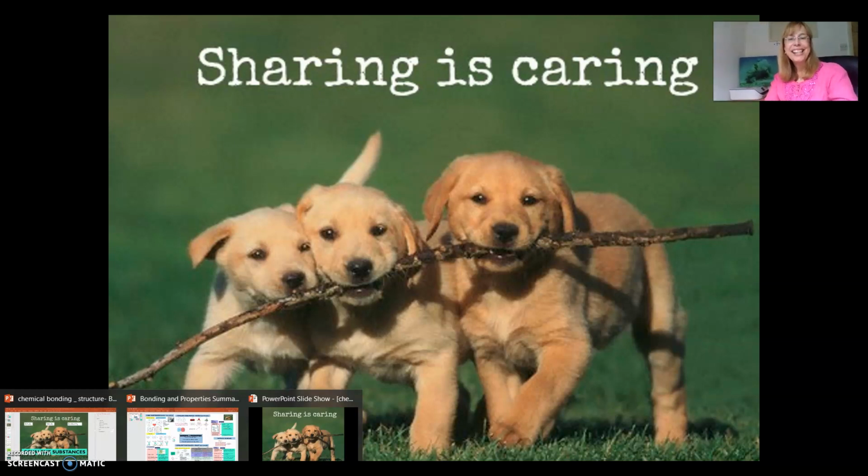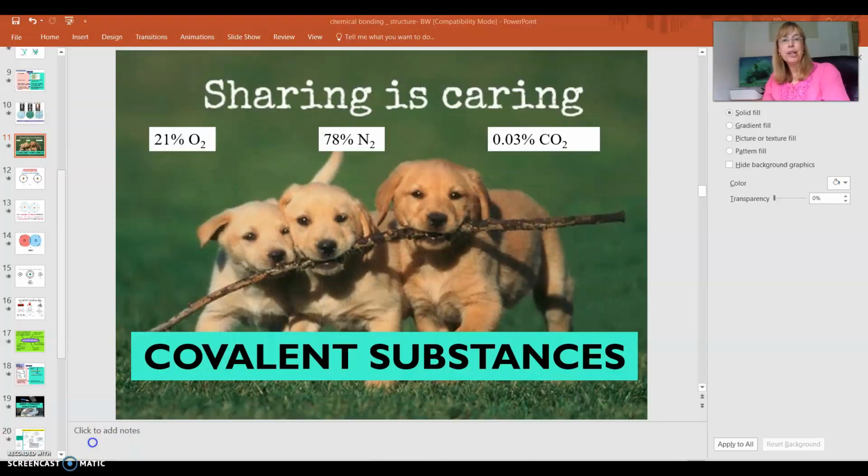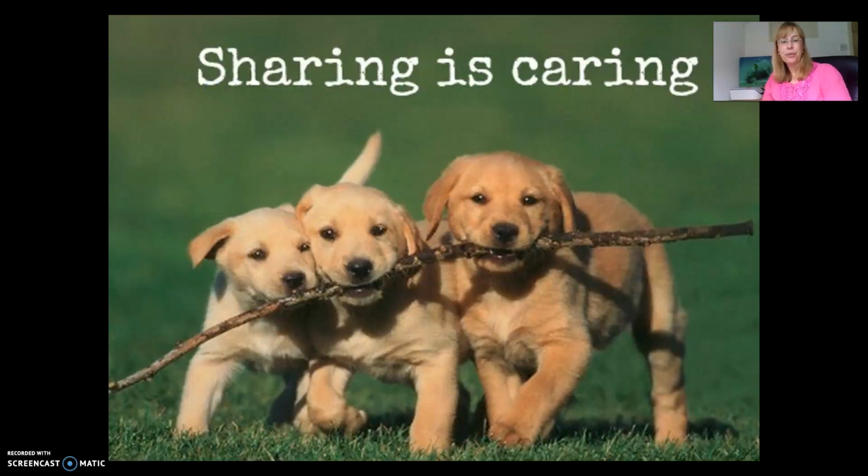Hello, year 10s. Isn't this gorgeous? These three puppies sharing a stick. And this picture always reminds me of our next type of bonding, which is covalent bonding. So let's get going from here.